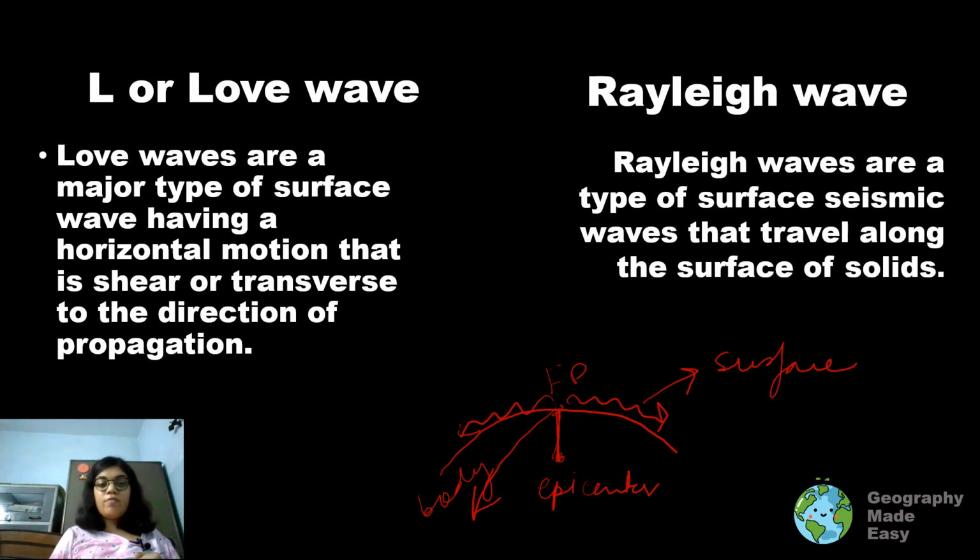We have the L waves or the Love waves, and this is named after a person. So Love waves are a major type of surface waves having horizontal motion. And we have the Rayleigh waves. Again, this is named after a person. Rayleigh waves are another type of surface waves which travel through solids.